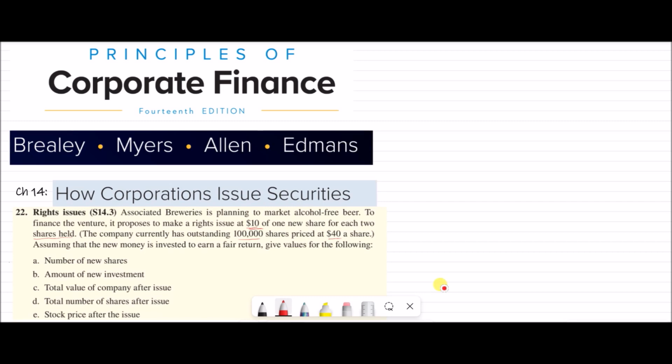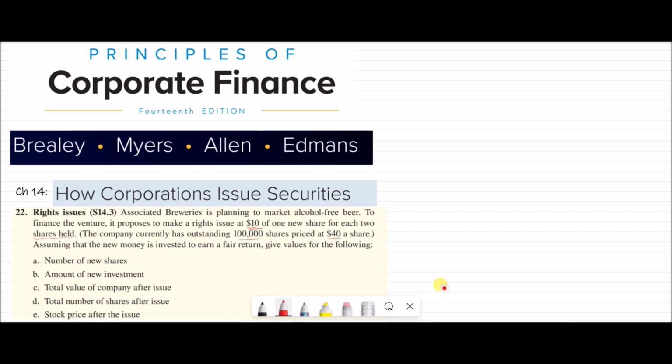So the current price is $40, but the new shares, the rights issue, are being offered at $10. So there is no way that the existing shareholders will refuse this issue because it's being offered at a huge discount. Assuming that the new money is invested to earn a fair return, give value for the following.